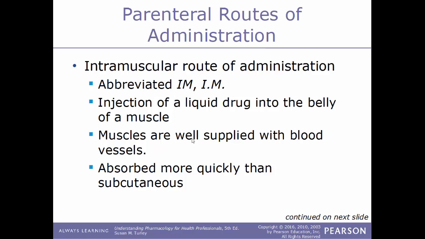Another example of a parenteral route would be an intramuscular route. This is abbreviated with the letters IM. It's where you have an injection of a liquid drug directly into the belly of a muscle. Now, muscles are going to be very well supplied with blood vessels, so any drug that you administer this way will be absorbed much more quickly compared to the subcutaneous route.